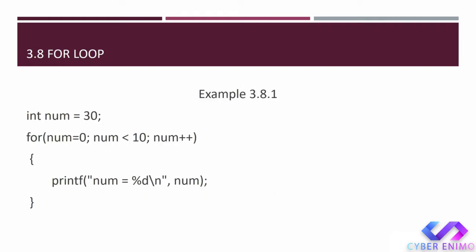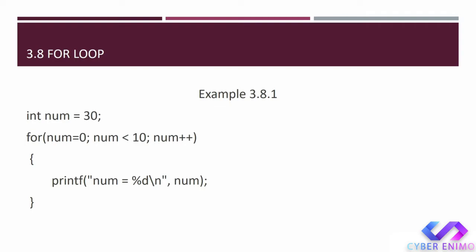In the code we have here, we have an integer num and we have assigned it the value 30. Then we come to the for loop and we use num as the first argument. We assign num a new value, 0. We also use num in the second argument where we specify the condition. And in this case we say num smaller than 10. This has to evaluate true for us to stay in the loop.